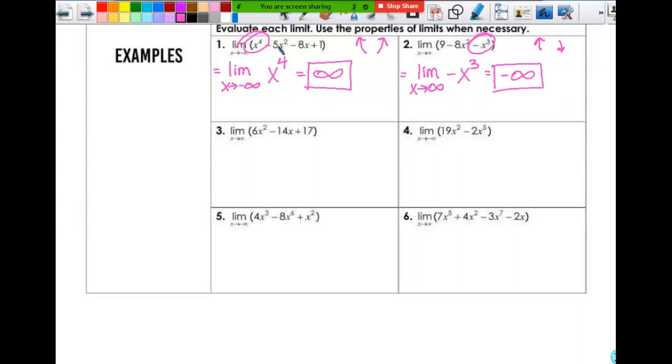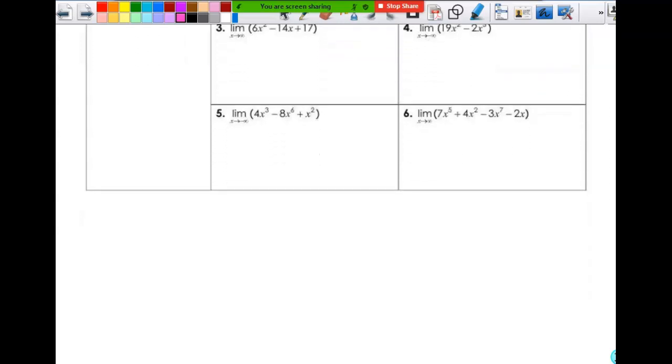All right, let's jump to number 5. So I've got the limit as x approaches negative infinity of which term? Good, negative 8x to the 6th. All right, and so this is negative, and it's even, so this is going to be down, down, which means as we approach negative infinity, it approaches negative infinity.